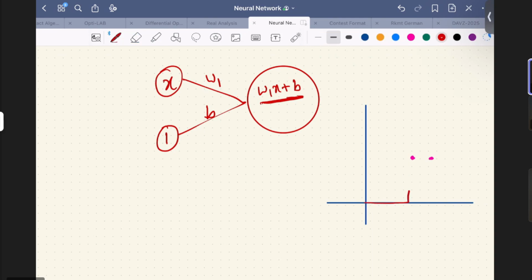Not this, this one. A single rectangle. Given two dots, it should pass through them. So now my question is, how do we get this single step function with a neural network?